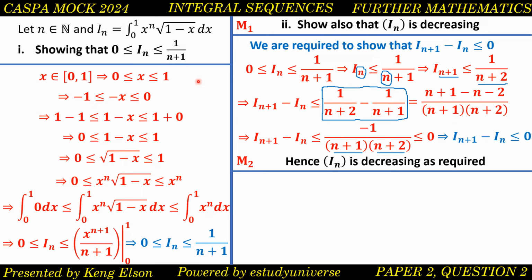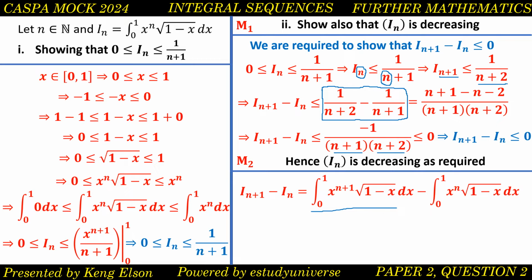So I'm going to do I of n plus 1 minus I of n using the integral. Now, the first integral here is actually I of n plus 1. How do we get it? We come to I of n and we replace n with n plus 1. We get I of n plus 1. Now, the second integral is I of n.